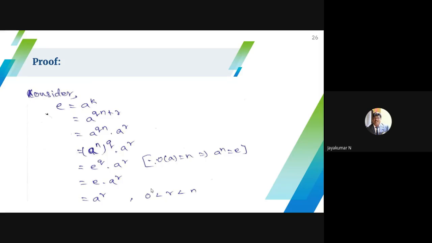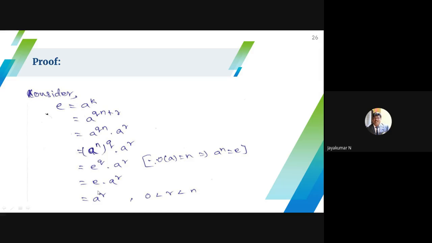Because we have a power k equal to e, I start from e equal to a power k. By the division algorithm, I can replace k with qn plus r. I can split it as a power qn into a power r, and rewrite it as a power n whole power q times a power r. Then a power n is e because the order of a is n. E power anything is e, because the identity element to any power is the identity element. So e into a power r is equal to a power r.